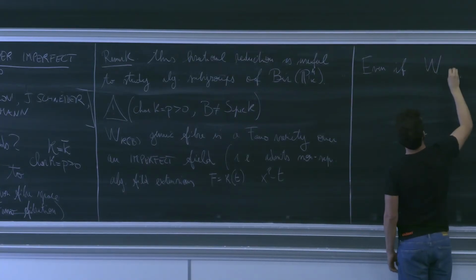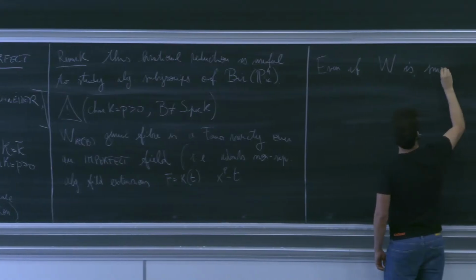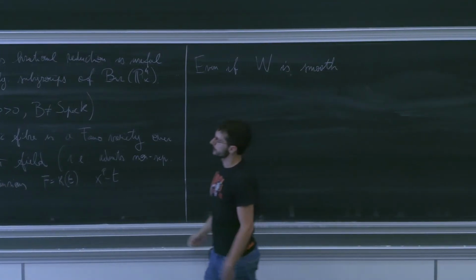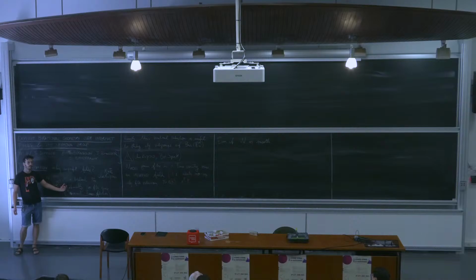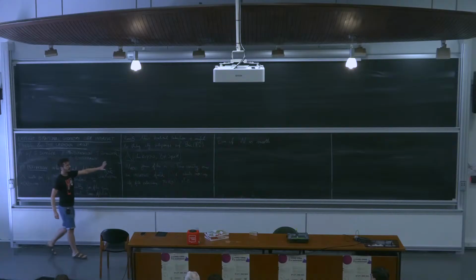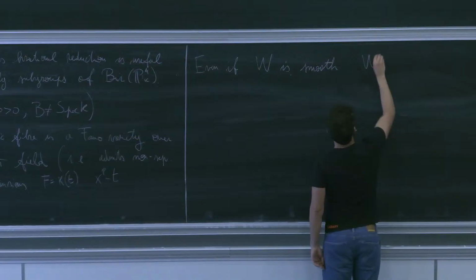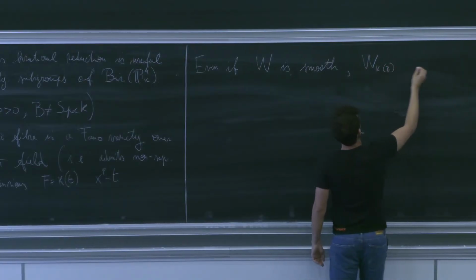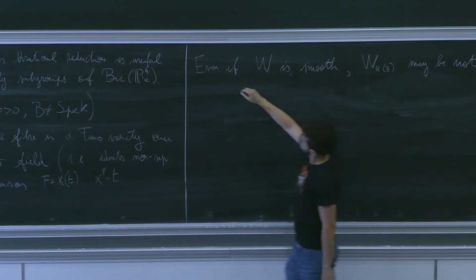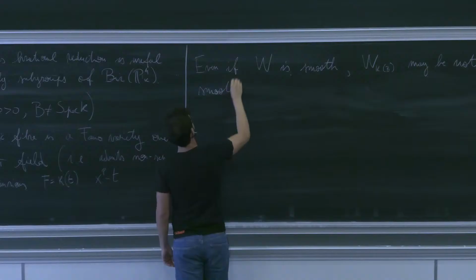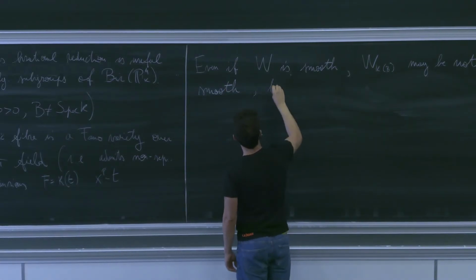W is smooth. Several talks already mentioned this: when you work in the MMP, you start with something smooth, but there is no way that you end up with something in general smooth. Say the singularities are mild. But even if W is smooth, the generic fiber may be not smooth, but only regular.